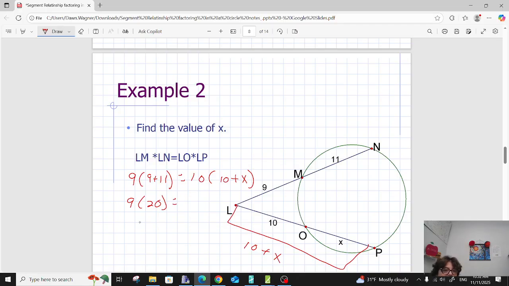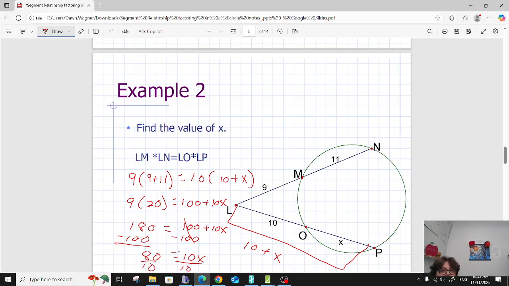So this would be 180. This would be 100 plus 10x. How would I solve this one? Well, you'd subtract 100. You want to isolate variables, not get them just to another side. So then divide by 10. What does x equal? X is equal to 8.